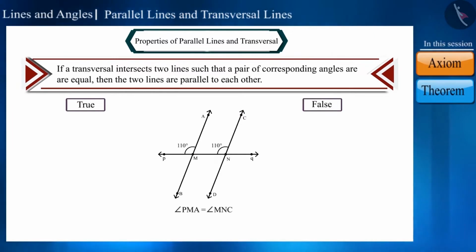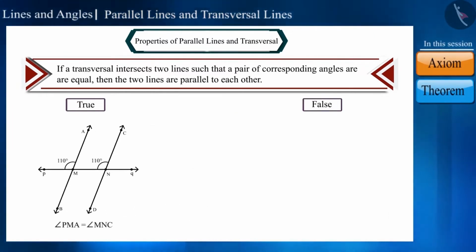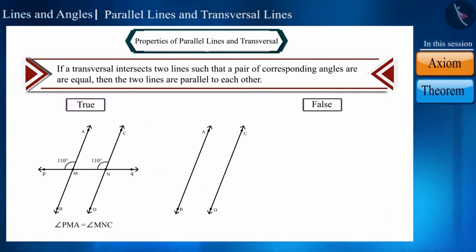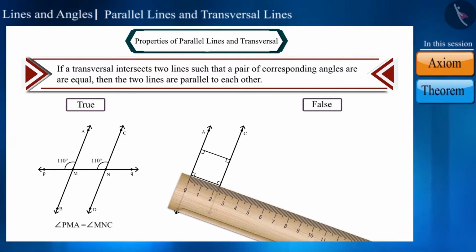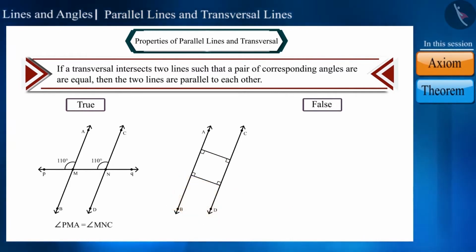These two lines are not intersecting each other. We can also measure the distance between the line AB and line CD by making a common perpendicular on them. These lengths are equal at each place. That is why we can say that these lines are parallel. Therefore, the given statement is true. And we call this converse of corresponding angles axiom.